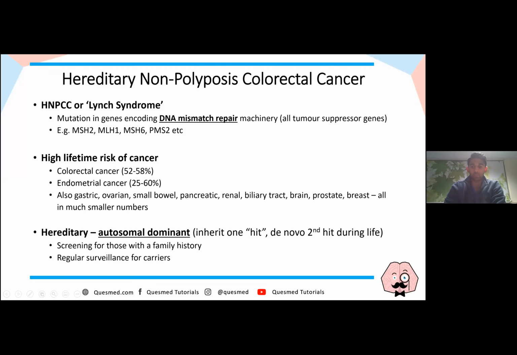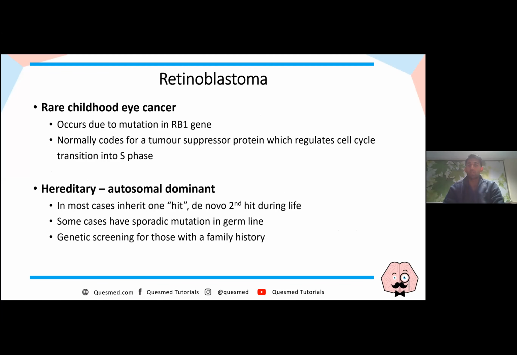Okay, so that is for HNPCC. Next one, retinoblastoma. So this is a rare pediatric eye cancer which results from a mutation in the RB1 gene. This normally encodes for a protein which regulates the transition of the cell cycle from G1 to S phase. So the S phase is the synthesis phase where cells will synthesize lots and lots of protein and replicate their DNA in preparation for cell division.